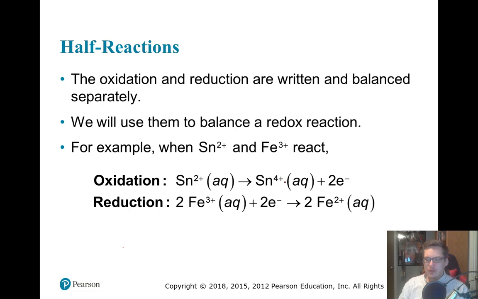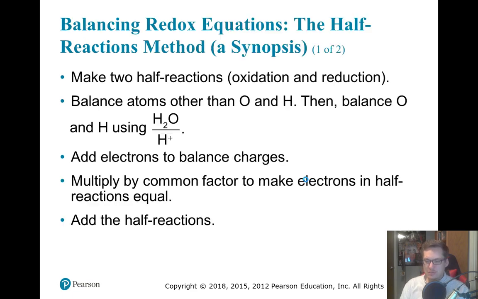All right, so for example, we have this example of a redox reaction. This is tin, and the tin is being oxidized because it's losing electrons. See, the electrons are over here. It's producing electrons as a product. And then for reduction, this iron is getting reduced because it's gaining these electrons. These electrons are a reactant. And so this would be a balanced reaction if we throw these together, because the electrons cancel themselves out.